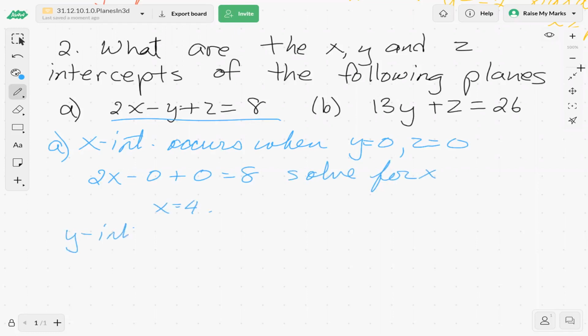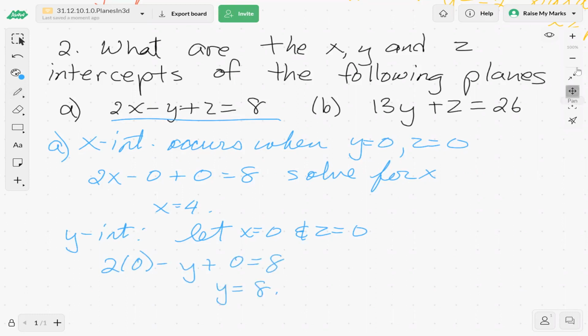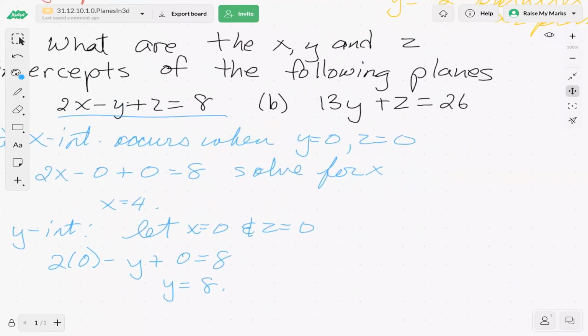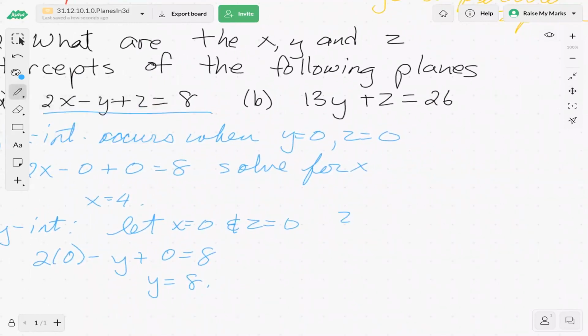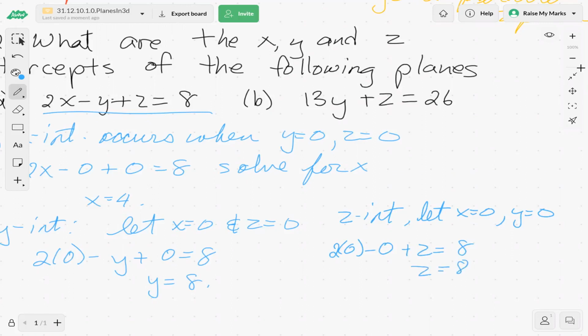Similarly for the y-intercept. So let x equals 0 and z equals 0. Then what do we get? We get 2 times 0 minus y plus 0 equals 8. We get y equals 8. Finally, z-intercept. Let x equals 0, y equals 0. And what do we get? We get 2 times 0 minus 0 plus z equals 8. And again, our z-intercept is z equals 8.